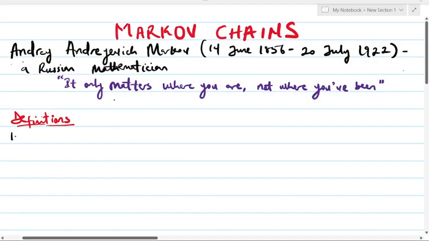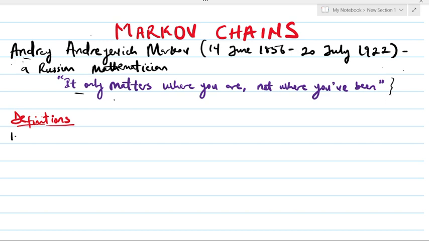So today we'll be talking on Markov chains. Andreyevich Markov is a Russian mathematician whose contributions actually impact stochastic processes. And the summary of Markov chain is this particular quote: it only matters where you are, not where you have been. So this quote captures the work of Markov in stochastic processes.